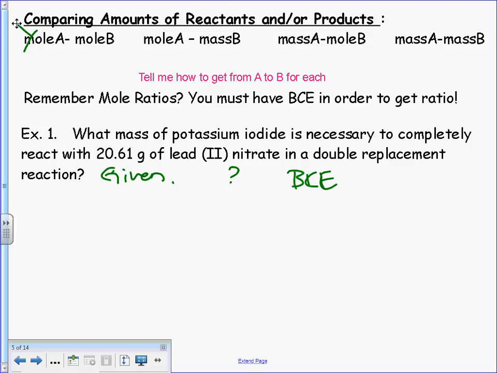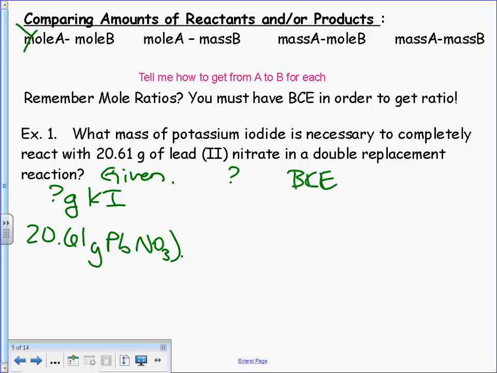So when you're looking at this problem, what mass of potassium iodide? So stop. What do I know? I know the question. My question is, what's the grams mass of potassium iodide, which is KI? That's the first thing I write because I don't want to forget my goal. If not, you're wasting your time. What mass of potassium iodide is necessary to completely react with a given 20.61 grams of lead(II) nitrate in a double replacement reaction?